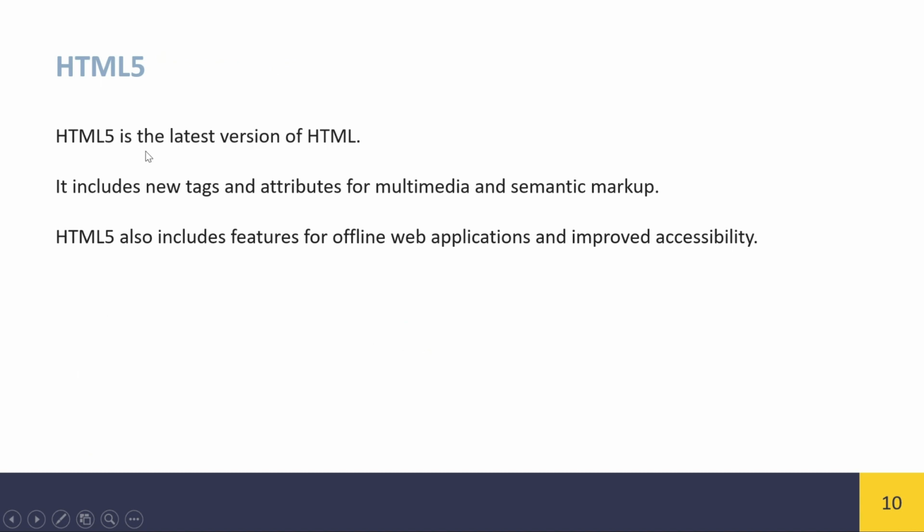HTML5. HTML5 is the latest version of HTML. It includes new tags and attributes for multimedia and semantic markup. This latest version includes new tags and attributes for multimedia. And HTML5 also includes features for offline web page applications and improved accessibility. If we don't have data or we are offline, then also we can access these features.